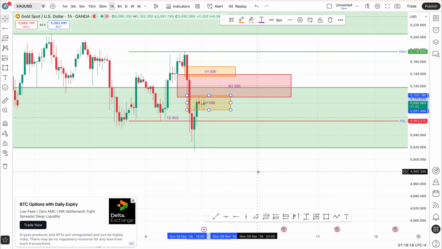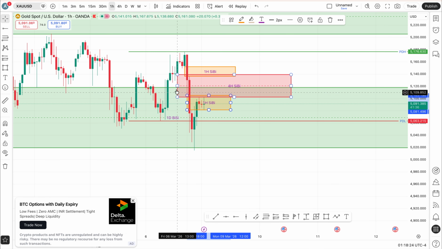These imbalances show the move was very fast and aggressive. The market rarely moves in straight lines forever. Eventually, they tend to revisit imbalances to rebalance liquidity. This means that even in a bearish environment, short-term retracements are possible.